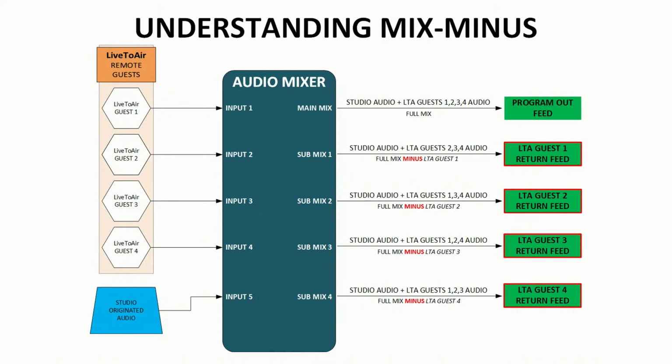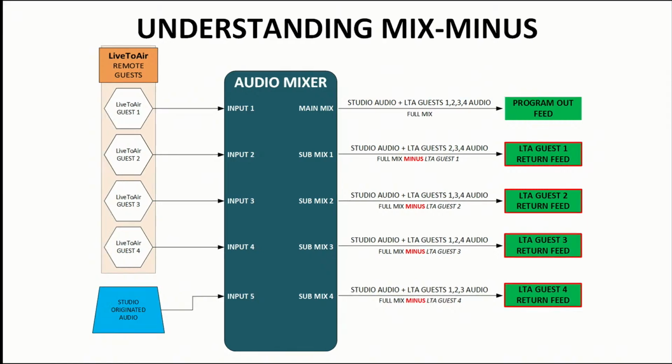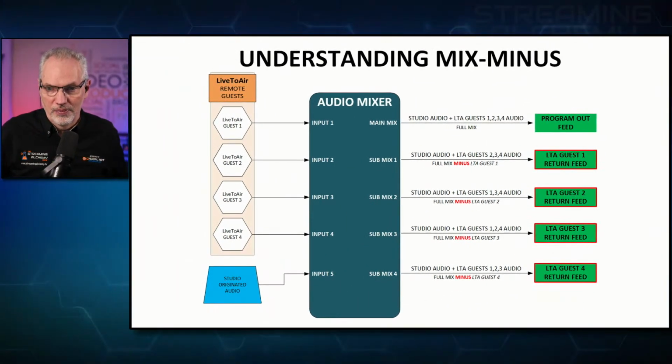So let's think about what we'd have to do to create mixes for these people. The first group that we're creating a mix for is our audience. So that's really our main mix. When you set up a mixer, you usually route all the audio sources that you want the audience, your viewers, to hear out to your main mix. And that's exactly what we're doing here. We're sending the studio audio that's coming in, plus the audio from all 4 LiveToAir guests.